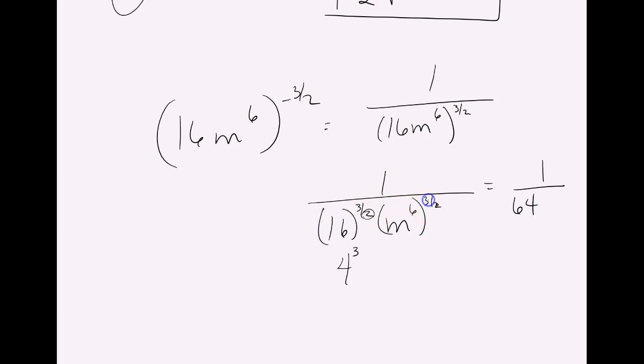Now we're going to distribute the 3/2 to the 6, so we need to multiply. So that'll be m to the 9th, I believe. Let's make sure. Yeah, that's right. Okay, and that's it. There's no negative exponents. There's no fraction exponents. I'm going to call myself done.